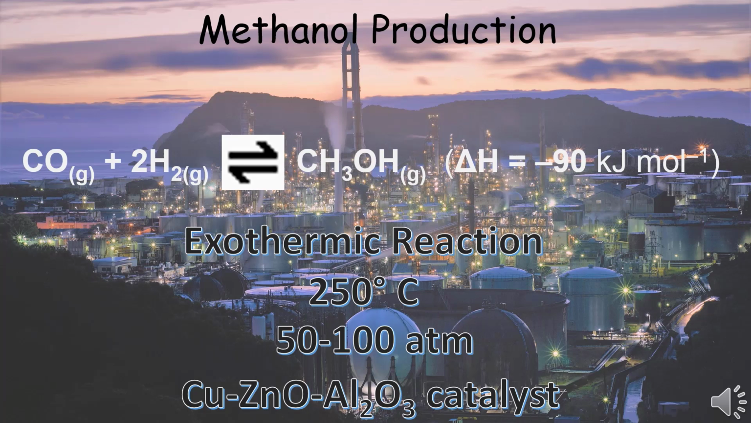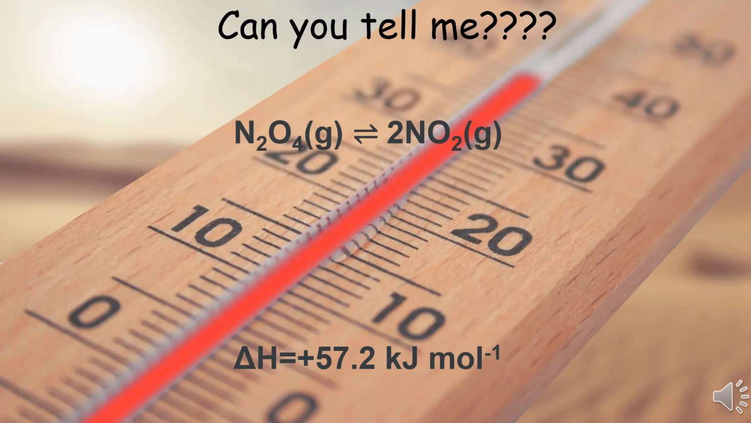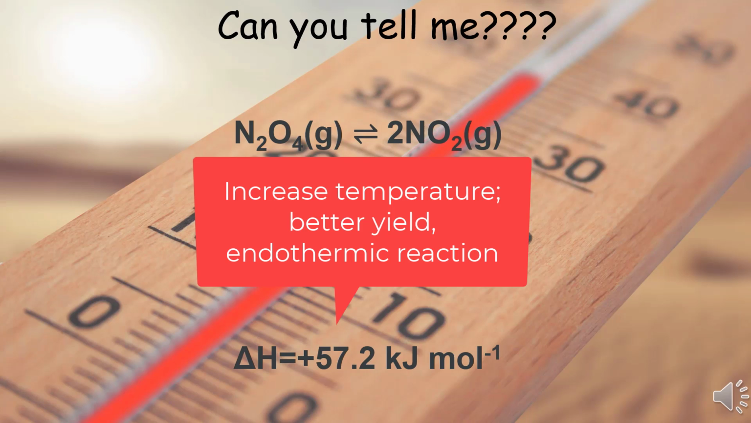Another industrially important chemical reaction is methanol production from synthesis gas. The reaction is carried out at 250 degrees Celsius over a copper zinc oxide alumina catalyst at a pressure of 50 to 100 atmospheres. Can you tell me in which direction the equilibrium will shift if the temperature is raised for the dissociation of nitrogen tetroxide to nitrogen dioxide? As the enthalpy change is positive, that is an endothermic reaction, on increasing temperature, the system wants to decrease the temperature to maintain the equilibrium state of the reaction.